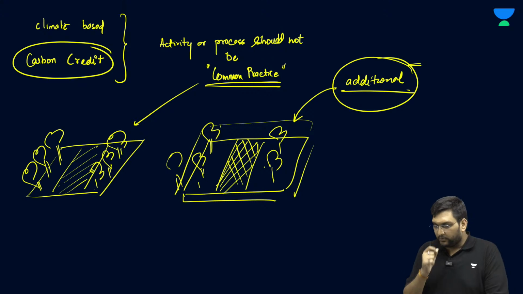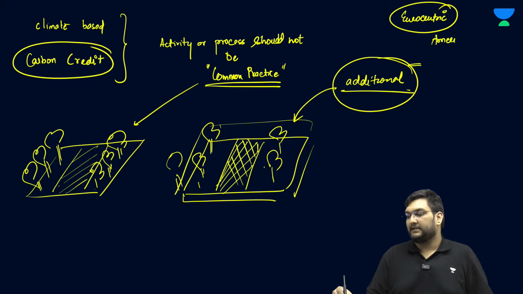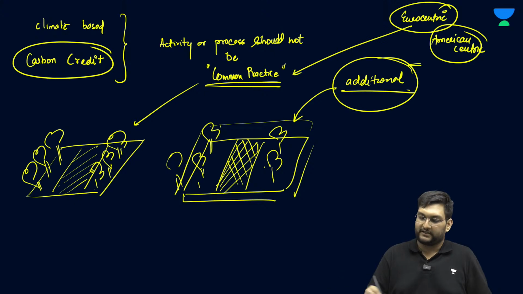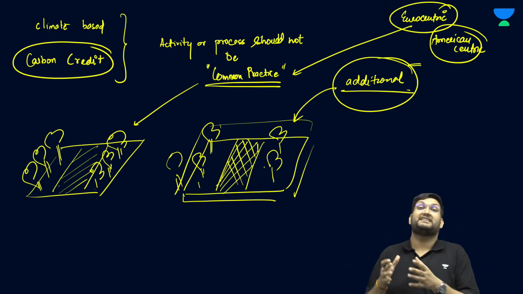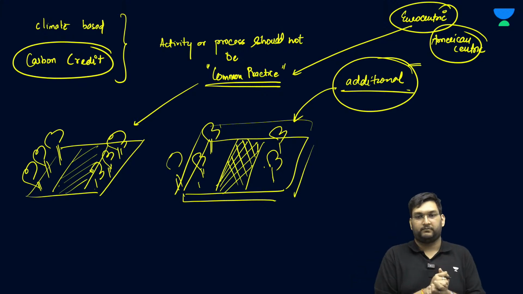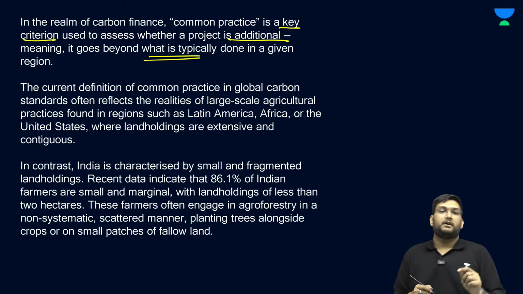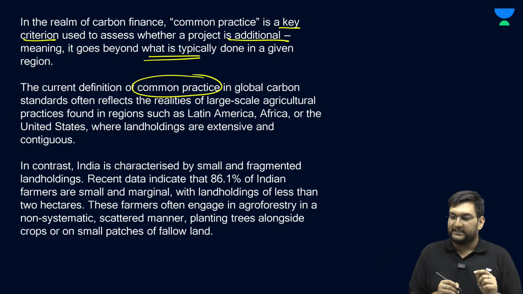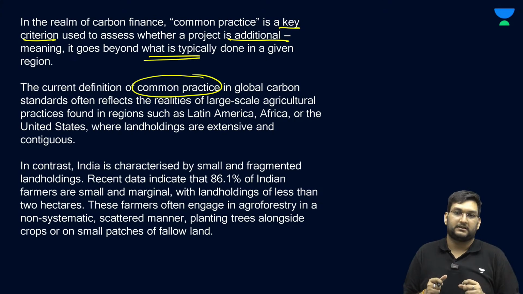And therefore, the problem is that we have a Eurocentric or American centric common practice definition. And this becomes the problem. The current definition does not take into criteria the way India does its agriculture.